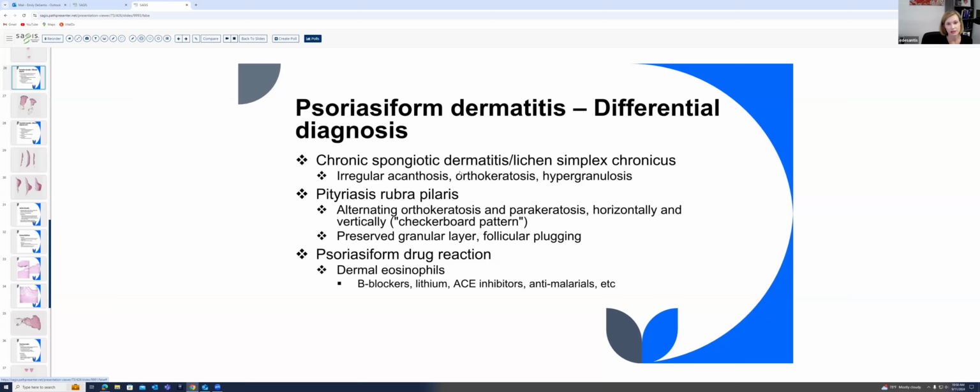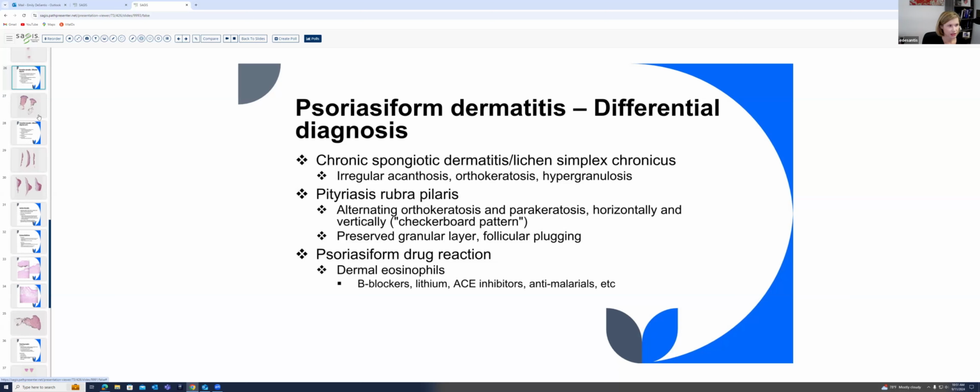So eosinophils would suggest a more spongiotic process. Retained granular layer may be more suggestive of chronic spongiotic dermatitis. But if we're trying to distinguish between a partially treated psoriasis and chronic eczematous dermatitis, it can be very difficult. PRP can also present with a psoriasiform pattern, but the pattern of parakeratosis is different. We see alternating orthokeratosis and parakeratosis, both vertically and horizontally, so it has a classic checkerboard pattern. And PRP will also often show a preserved granular layer and prominent follicular plugging.